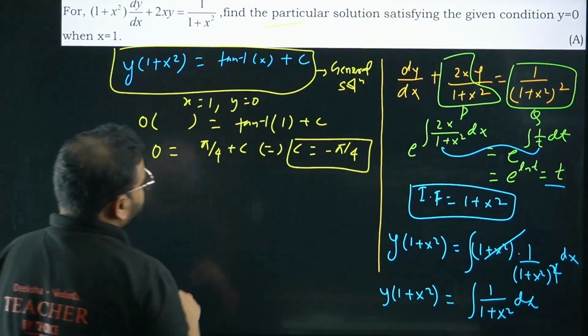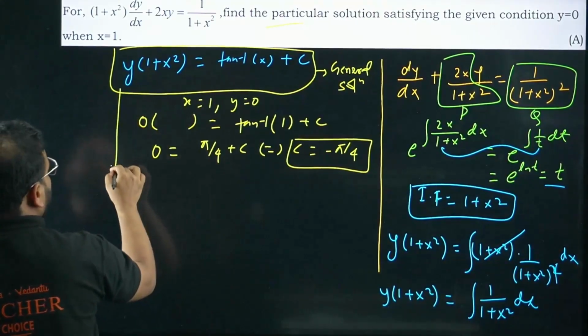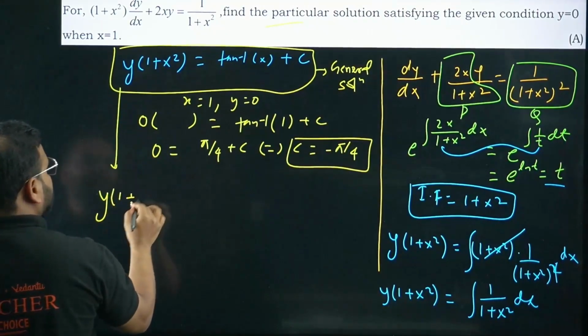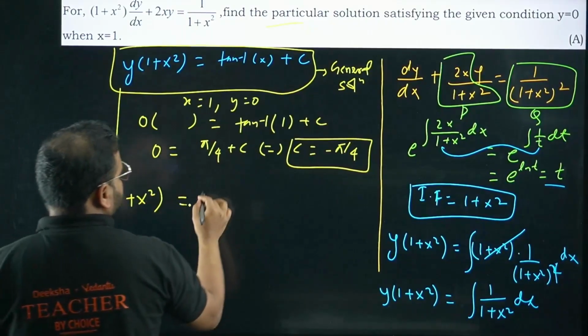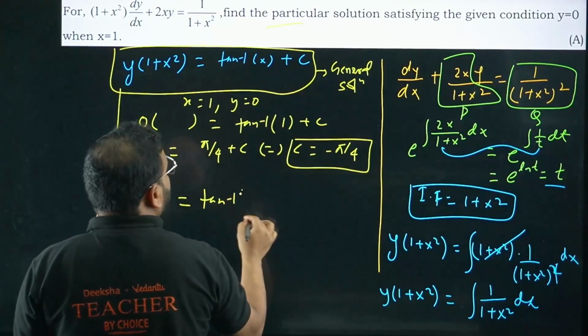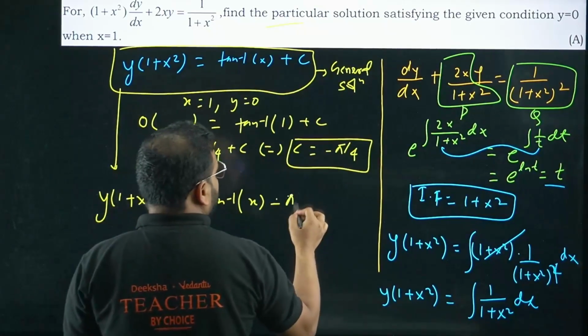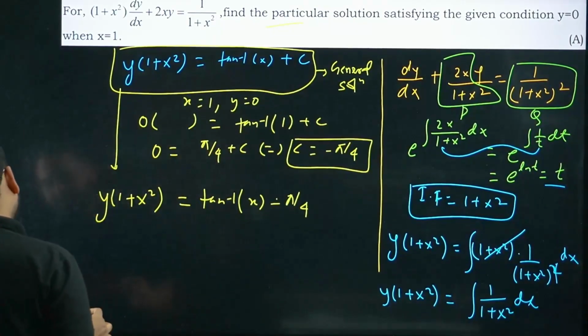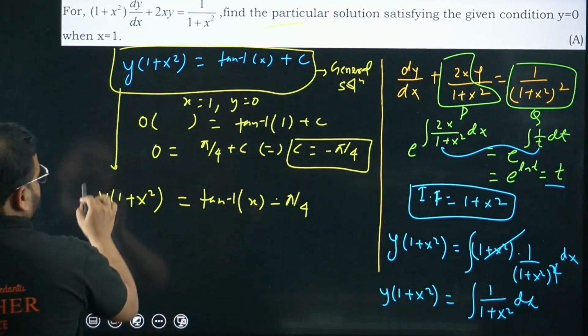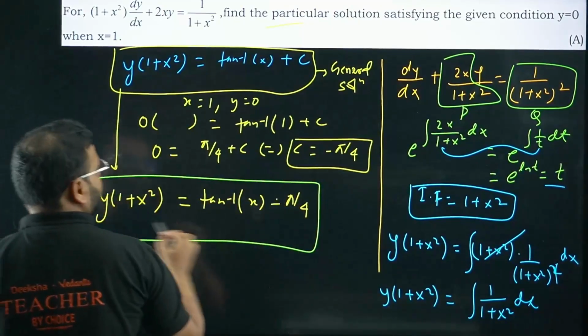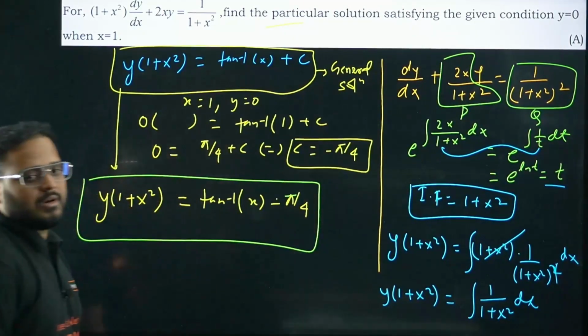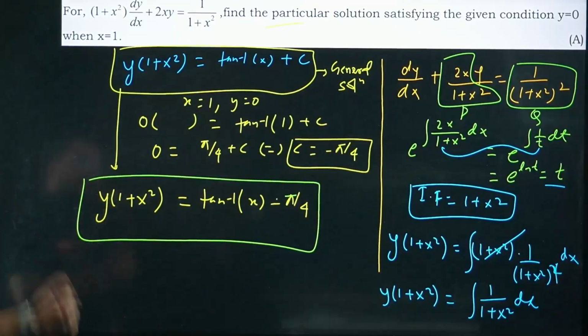Now this will transform into y times 1 plus x square equals tan inverse of x minus pi by 4, since c is minus pi by 4. This is your particular solution of the given differential equation. This is your final answer. Please check. Done? Great.